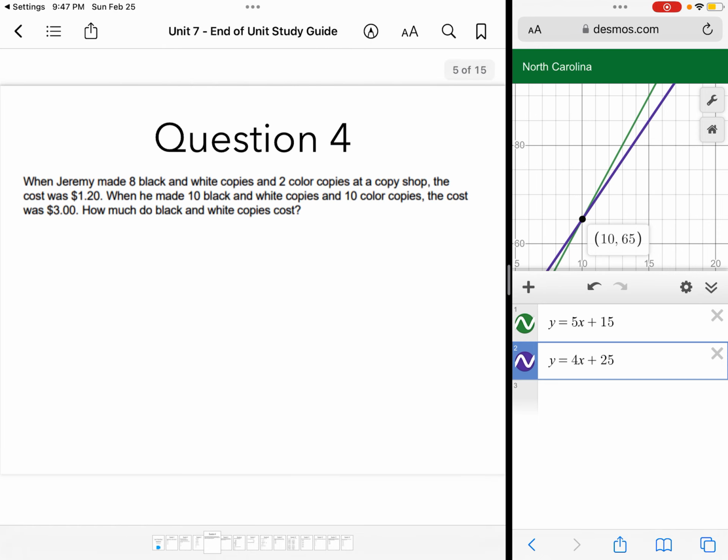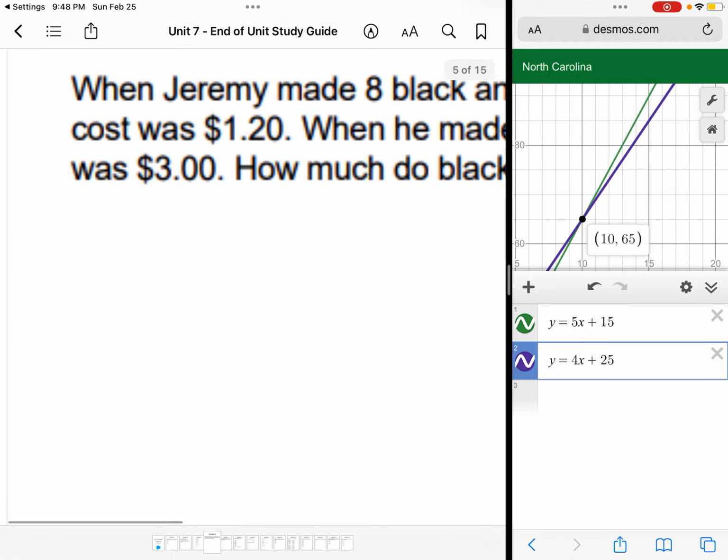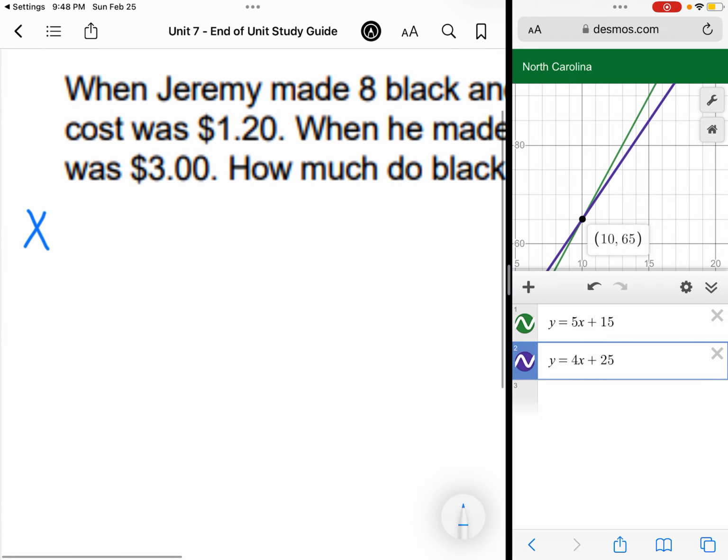The next one, when Jeremy made 8 black and white copies and 2 color copies at the copy shop, the cost was $1.20. When he made 10 black and white copies and 10 color copies, the cost was $3. How much do the black and white copies cost? So I know X is the black and white.